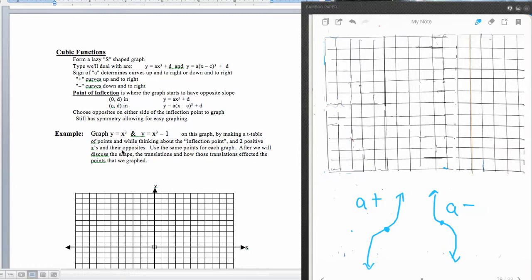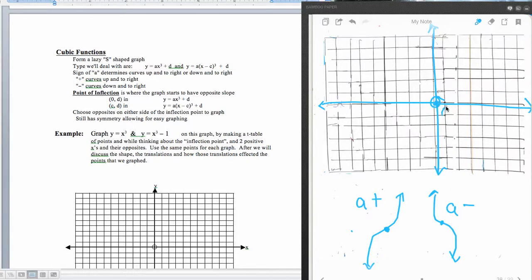So we're going to take a look at the two functions here, y equals x cubed and y equals x cubed minus 1. So in the first one, y equals x cubed, this is just a general function. So in y equals x cubed, we're going to see this very nice shape. And with these, we have to graph a lot more points because these things don't have the same symmetry that our quadratic functions do.